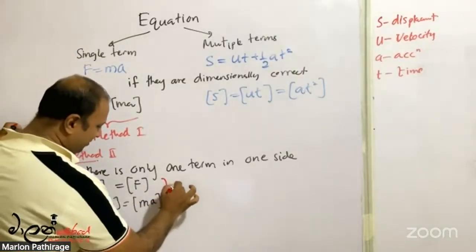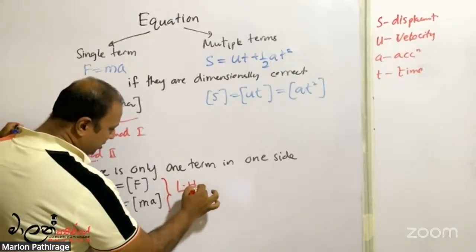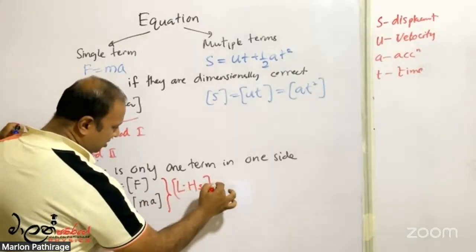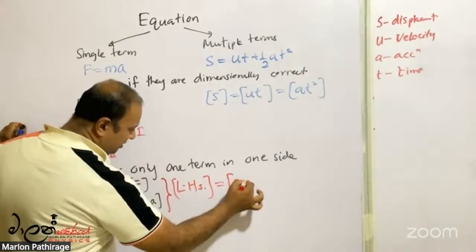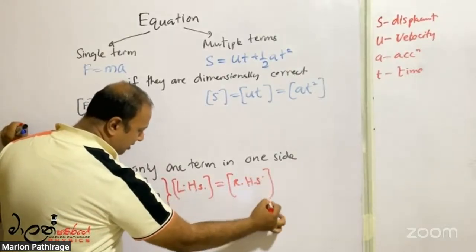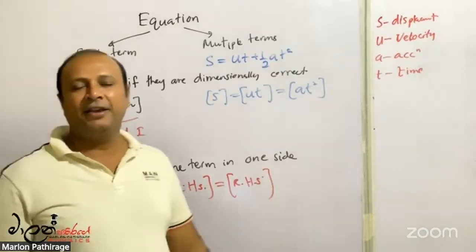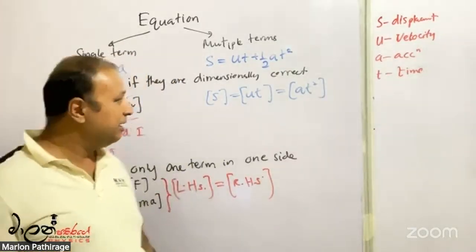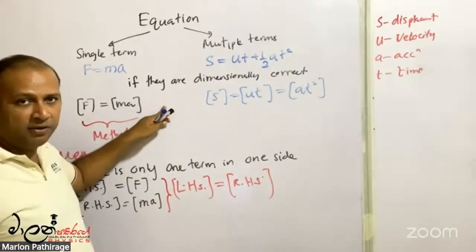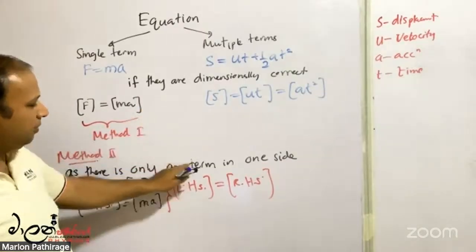Then I can say the dimension of LHS is equal to the dimension of RHS. Then the equation is dimensionally correct.